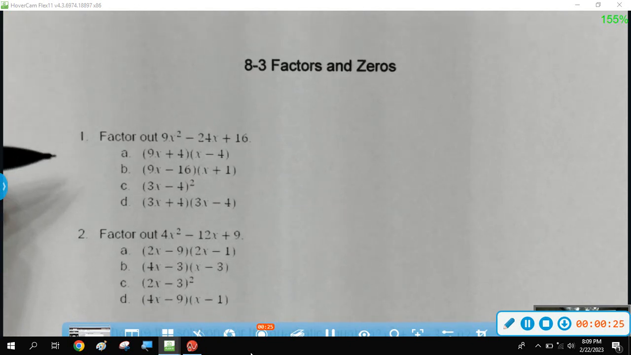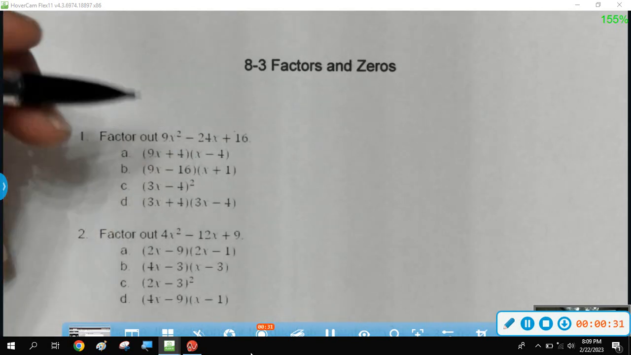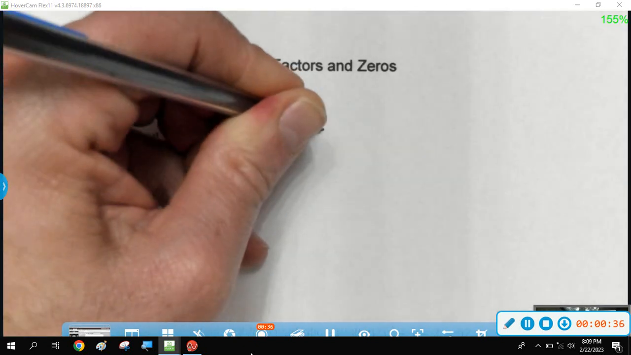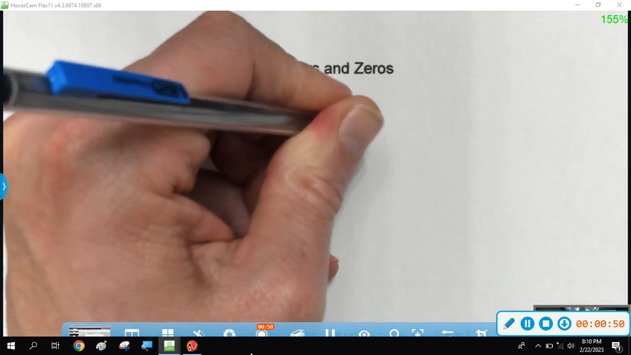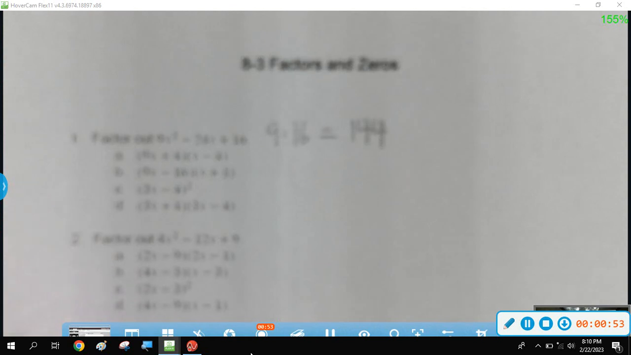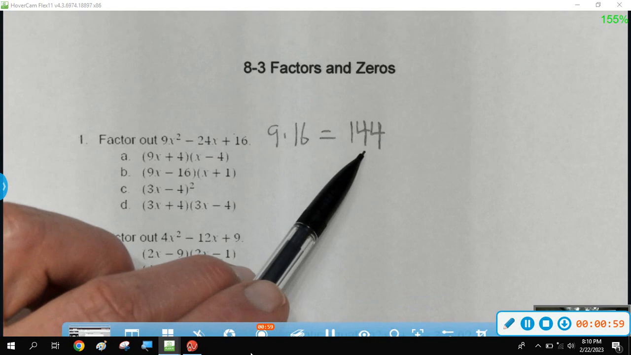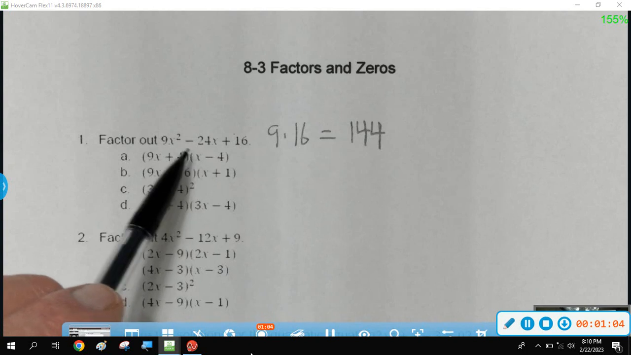And so for my AC method, then I'll go off to the side and I'll multiply A times C. So that'll be 9 times 16. And when we multiply 9 times 16, that's going to end up giving us, let's see, 9 times 16 is 144. Okay, so now, from here, we know that we need two numbers that multiply together to get 144, but they're going to add up to 24. So the two numbers that come to mind are 12 and 12.